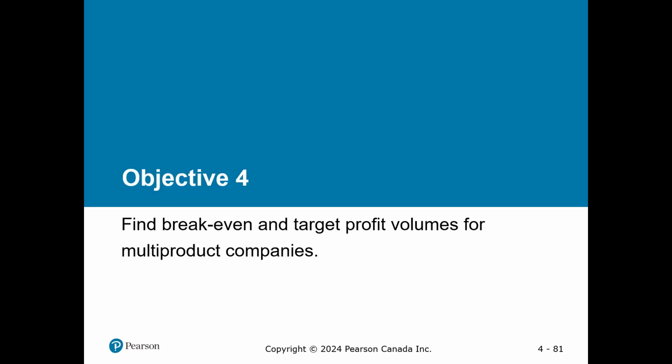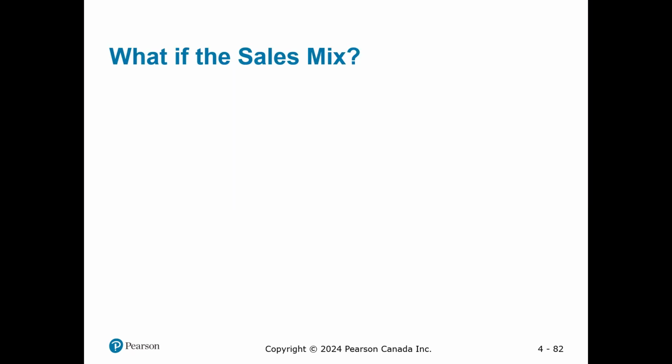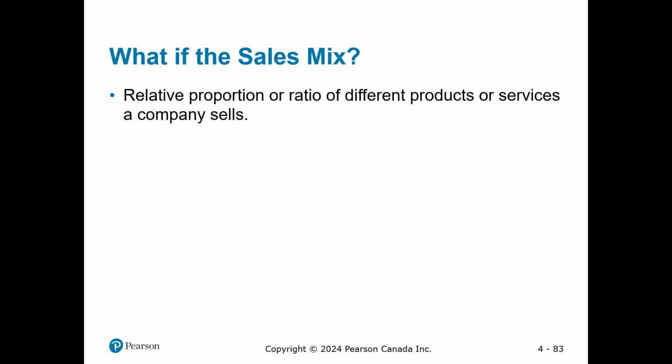Let's move on to objective 4. Find break-even and target profit volumes for multi-product companies. So what is a sales mix? Because we need to understand that for a multi-product company. And the official definition is the relative proportion or ratio of different products or services a company sells. But let's give an example.